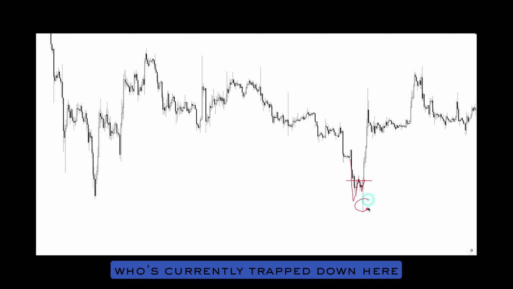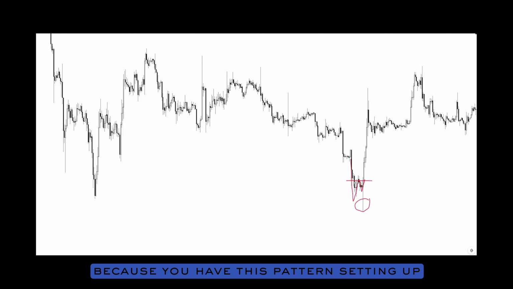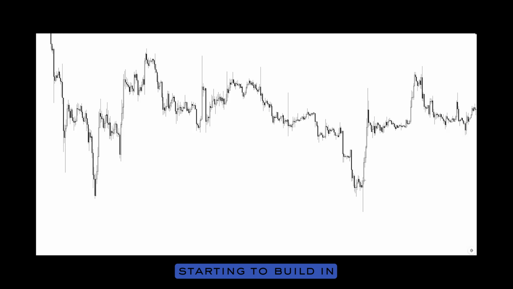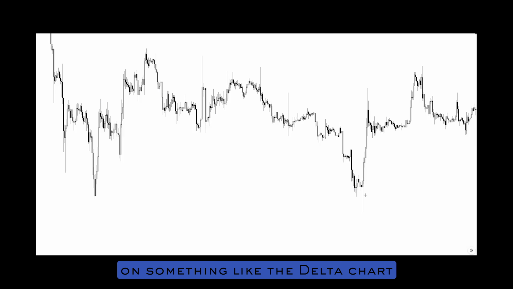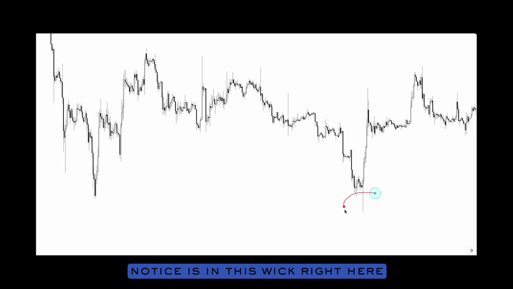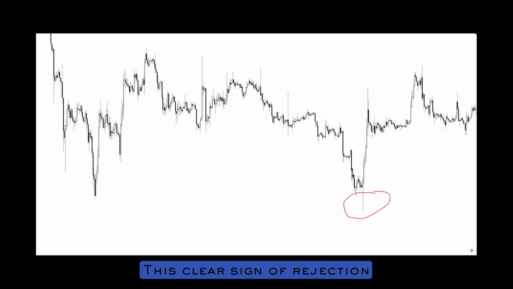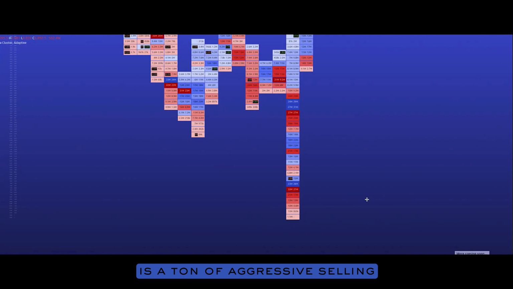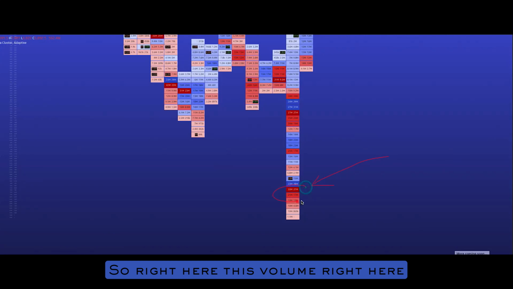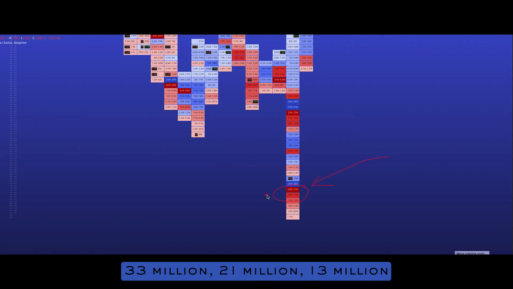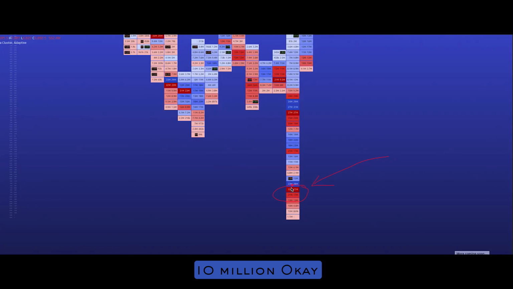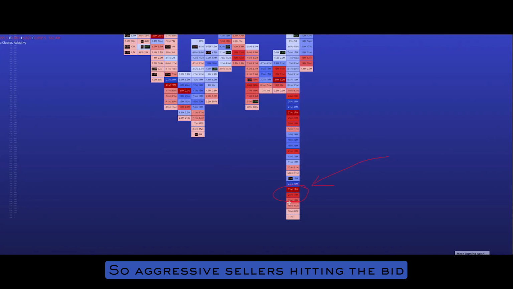For anyone who is currently trapped down here, they're already in trouble because you have this pattern setting up. So you have all of this fuel starting to build in as price approaches the top of this high. If we look down on something like the Delta chart, what we'll notice in this wick right here, a clear sign of rejection by buying, is a ton of aggressive selling. This volume right here, 33 million, 21 million, 13 million, 10 million, right at the bid. So aggressive sellers hitting the bid. You have an imbalance right here, all of this selling into the lows.